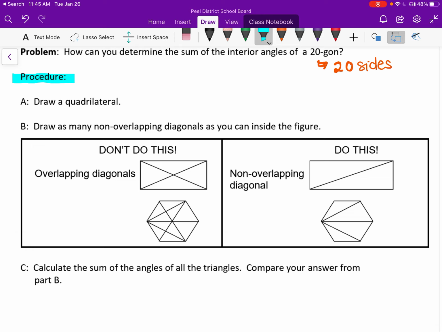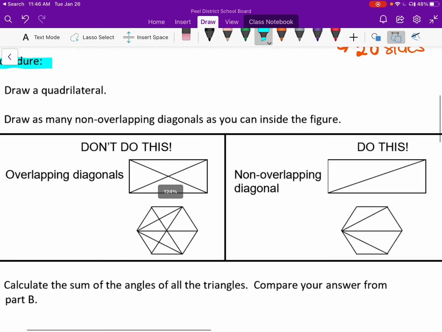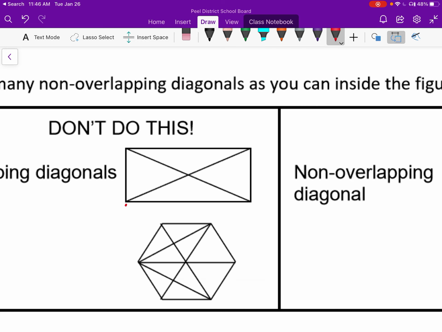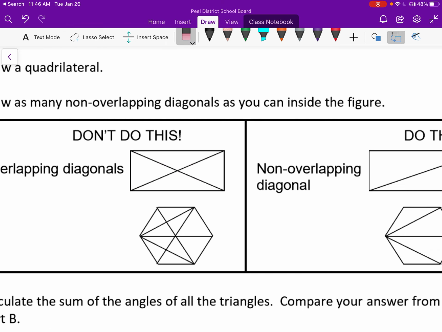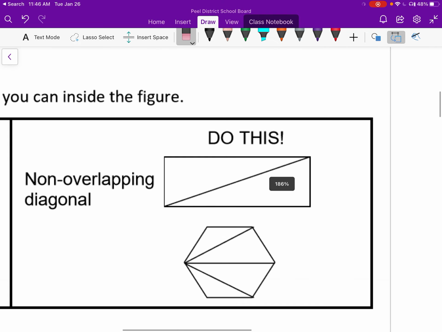I already drew one over here. And draw as many non-overlapping diagonals as you can inside of the figure. I already did this for us. Don't draw it like this. This is overlapping because you have these two lines intersecting here. So don't do that. Same thing here, you have these lines intersecting. We don't want any of that. What we mean by non-overlapping is something like this.